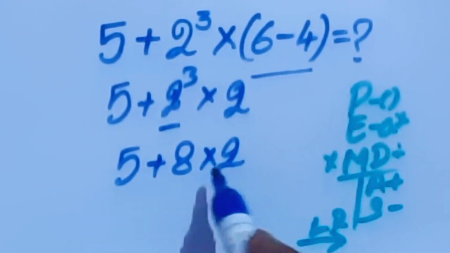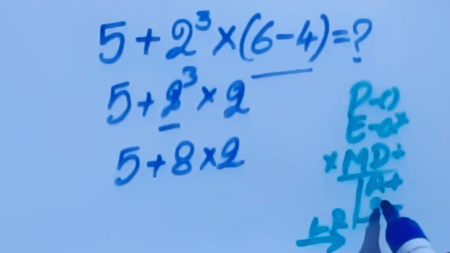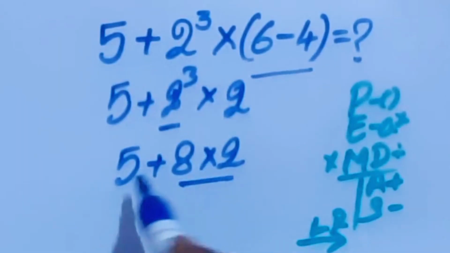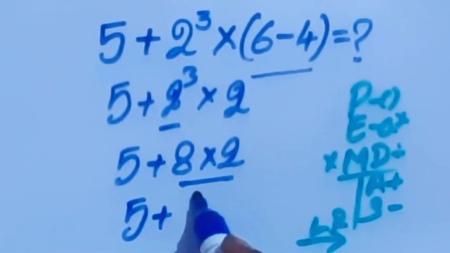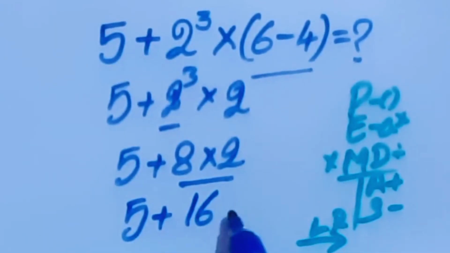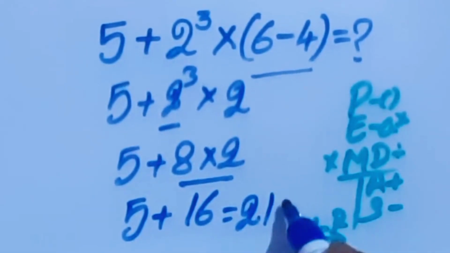Here we have addition and multiplication. Here multiplication is higher priority than this addition. So we have to do this multiplication before this addition here. 5 plus 8 times 2 is 16. Here 5 plus 16 is 21, is the correct answer.